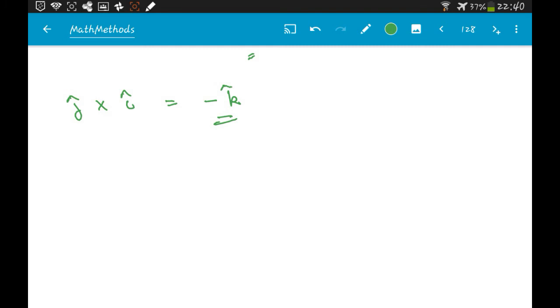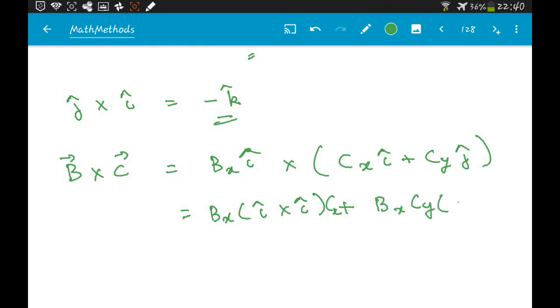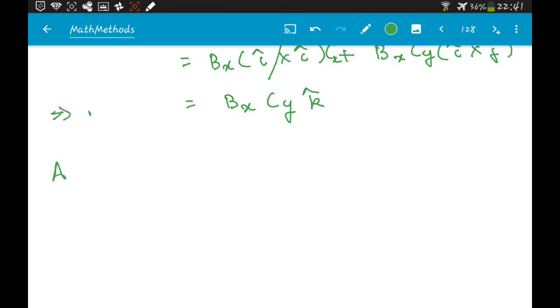So now let's look at B cross C. B cross C is BX I crossed with CX I plus CY J. So essentially you are going to get BX CX into I cross I, plus BX CY into I cross J. I cross I will give you 0, and you will get BX CY into K. This is nothing but B cross C.